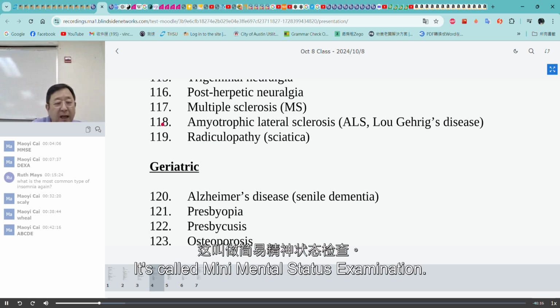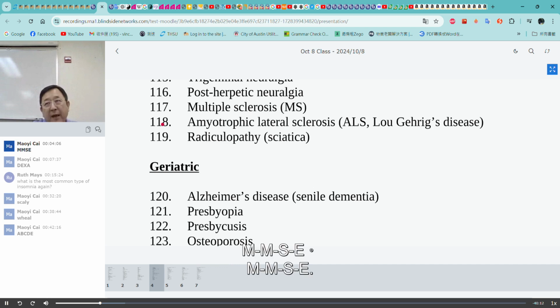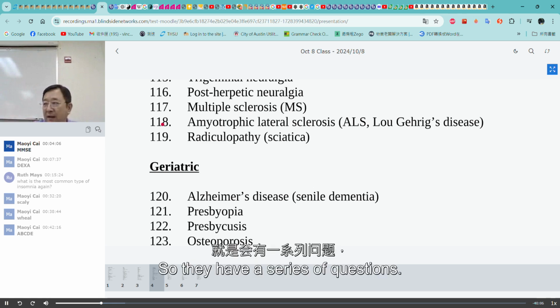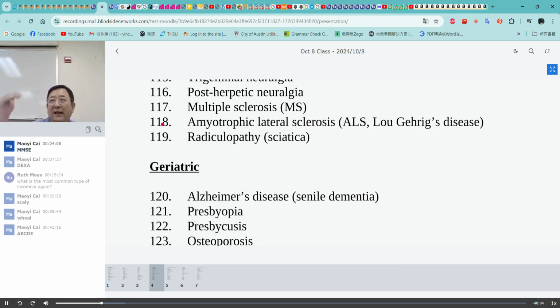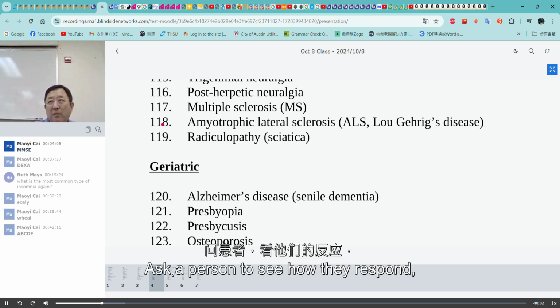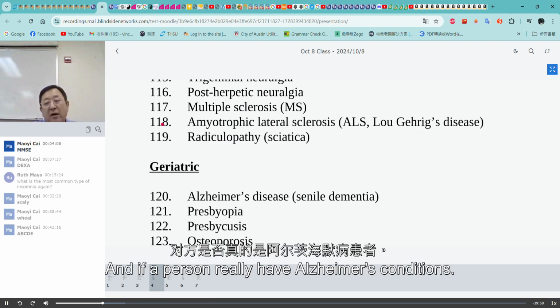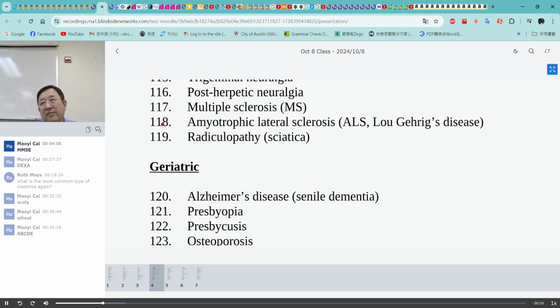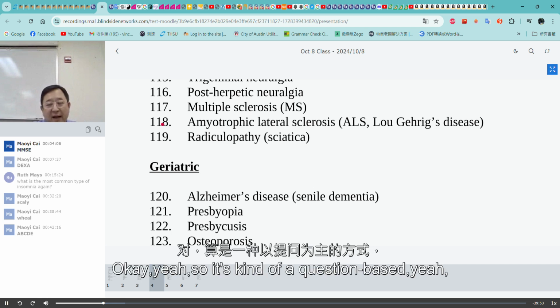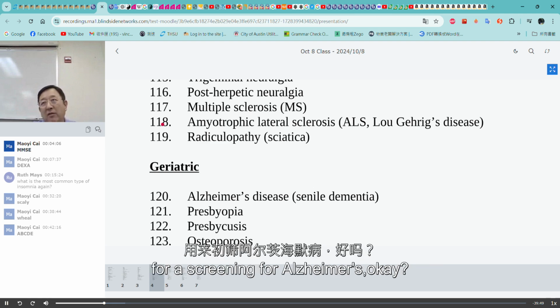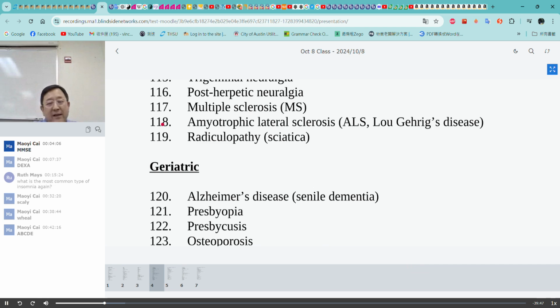It's called the Mini Mental Status Examination, MMSE, Mini Mental Status Exam. So they have a series of questions. Ask a person to see how they respond, and it gives you some idea if a person really has Alzheimer's conditions. So it's kind of question-based, a screening for Alzheimer's. Okay. So this is the one.